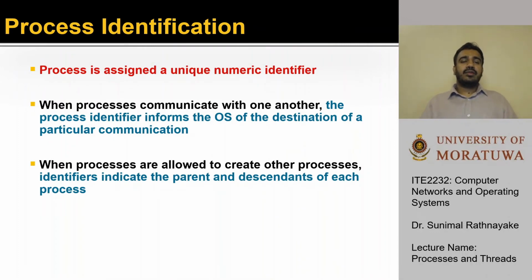Process identifier is usually a unique numeric identifier. It's a number. When processes communicate with each other, the process identifier informs the OS of the destination of a particular communication. So using these numbers that identify different processes, we can do interprocess communication with the help of the operating system. When processes are allowed to create other processes, identifiers indicate the parent and descendants of each process.